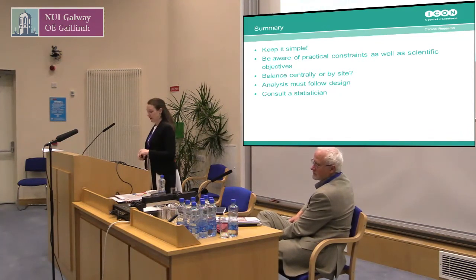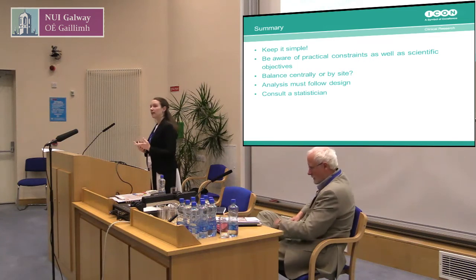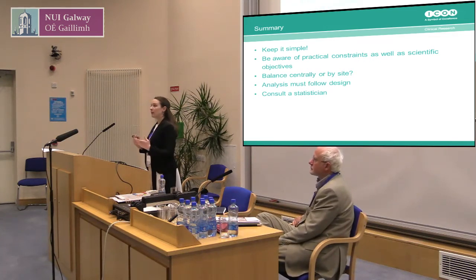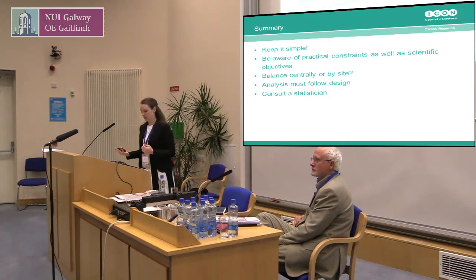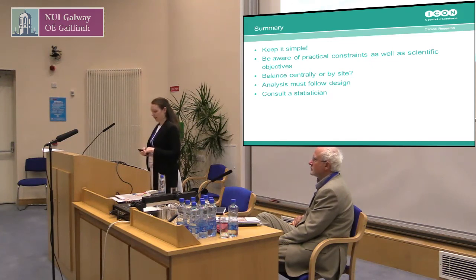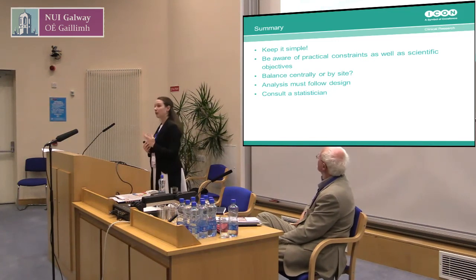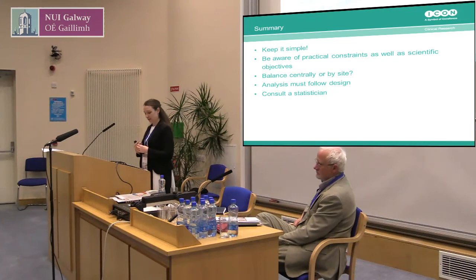Minimise the number of stratification factors included in the randomisation and only use dynamic algorithms if there's a clear benefit or need for your study design. Beware of the practical constraints as well as the scientific objectives. Think about whether you want to balance centrally or by site. Do you have the infrastructure available to balance centrally, but is balancing by site suitable for your trial design? Remember that the analysis must follow the design, so consider this when choosing stratification factors and other randomisation design features.